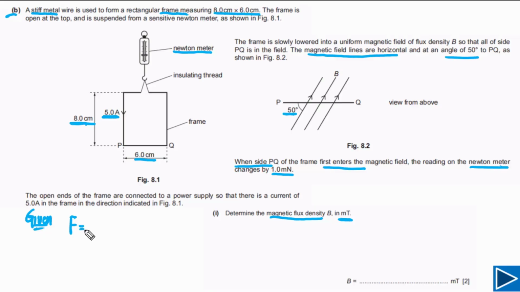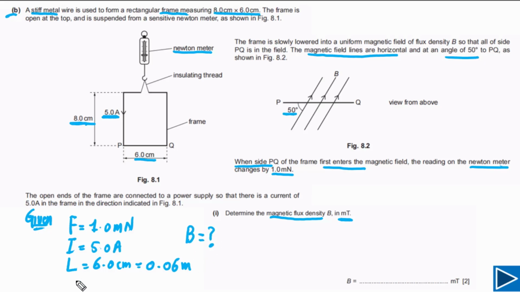Force is given to us. Force in this case is 1.0 millinewtons. I is given, I is equal to 5.0 amps. And L is also given to us. L, meaning the length in the magnetic field, is 6.0 centimeters. We can write this in meters: 0.06 meters. We have to find the value of B. The angle between L and B is given as theta, and theta in this case is 50 degrees.